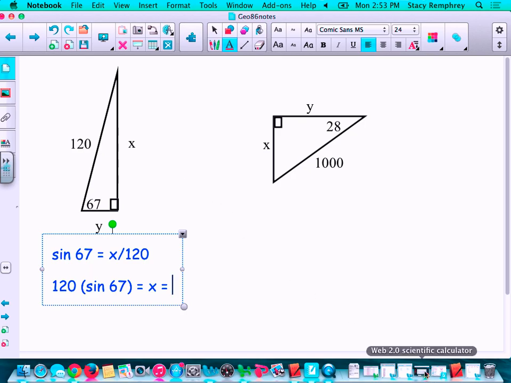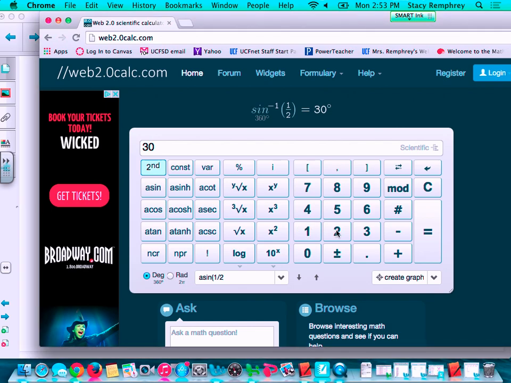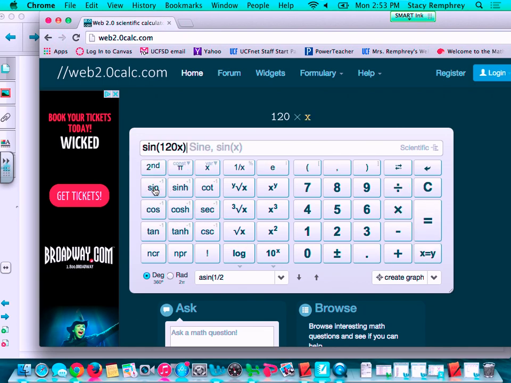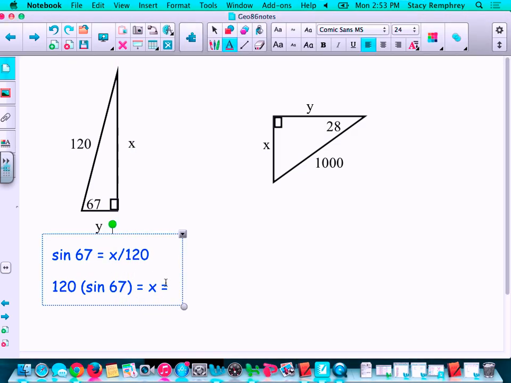Okay, and I'll have my little fancy calculator here. So I'm going to do 120, I think. Sorry. And I'm going to multiply that. The sine, oops, that's not good. I'll find the sine of 67. I'm going to multiply that by 120. And I get about 110.5. So x is 110.5.